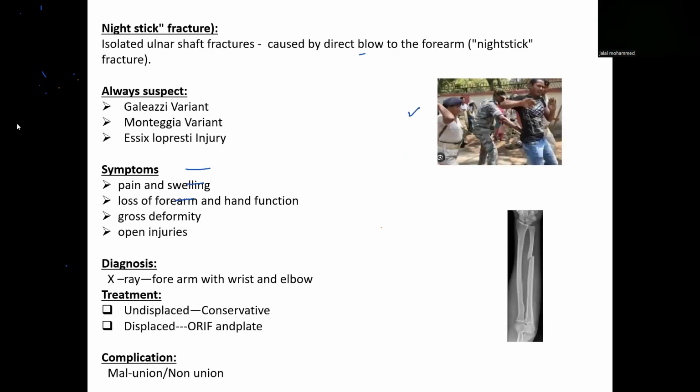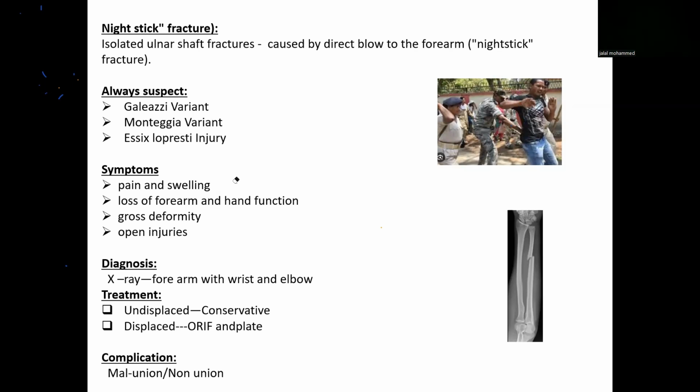One common fracture which affects the forearm bone, isolated forearm, is nightstick fracture. So isolated ulnar fracture caused by direct blow to the forearm, as I described in the case in the first sitting. So here, if the patient is trying to resist the cop who is hitting him, if you see here is a cop hitting the forearm, so patient is likely to develop direct injury to the ulna. So it's called nightstick fracture. So always suspect a variation of Galeazzi or Monteggia when the patient has a nightstick injury.